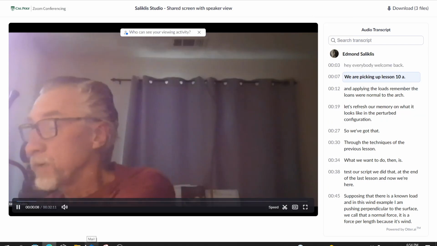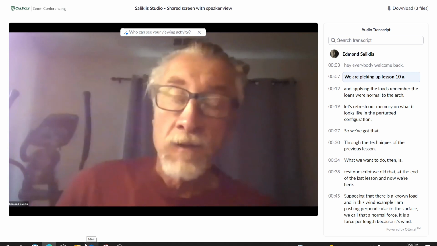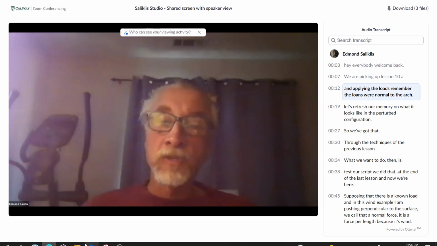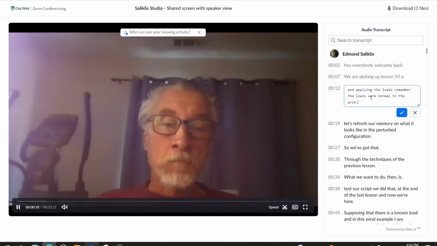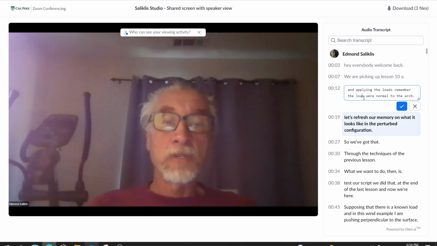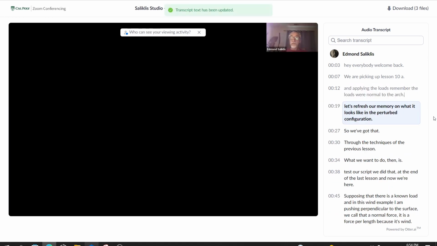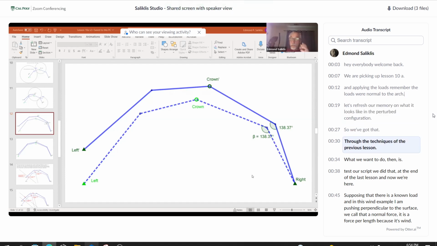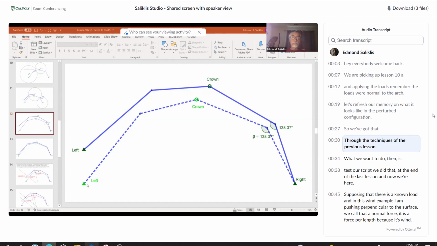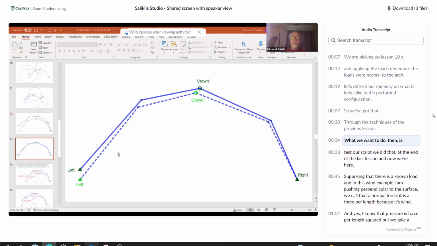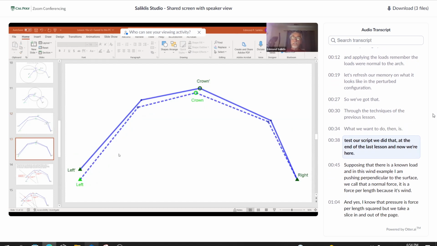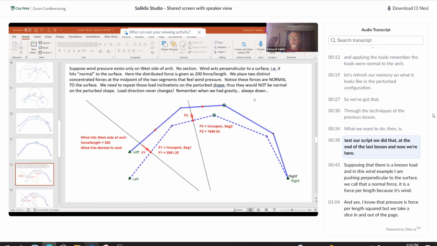We are picking up lesson 10A and applying the loads. Remember, the loads were normal to the arch. Let's refresh our memory on what it looks like in the perturbed configuration. So we've got that through the techniques of the previous lesson. What we want to do then is test our script. We did that at the end of the last lesson, and now we're here.